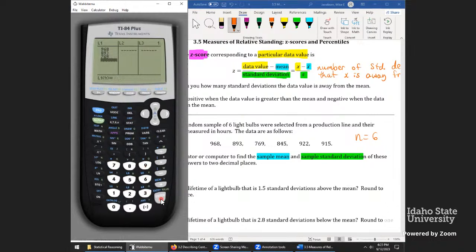769. 845. 922. And 915. Okay, we've got 6 observations imported into the calculator. So next keys, hit stat, right arrow, and a bunch of enters. I'll pause right here on this screen.